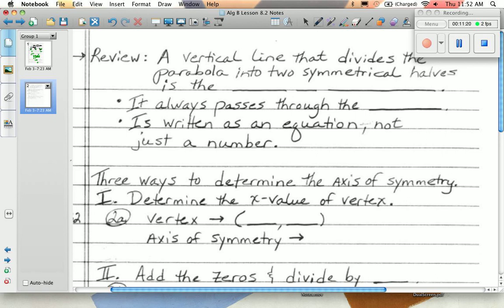Axis of symmetry. So it's going to be a vertical line.